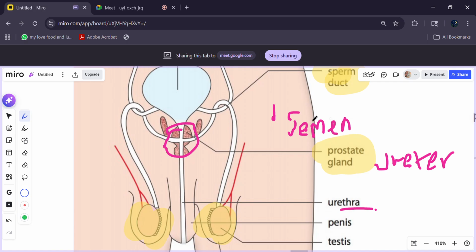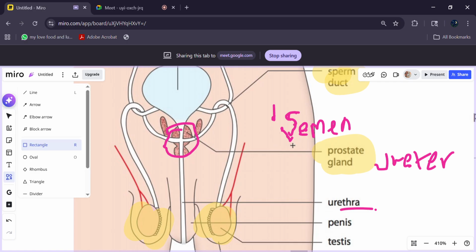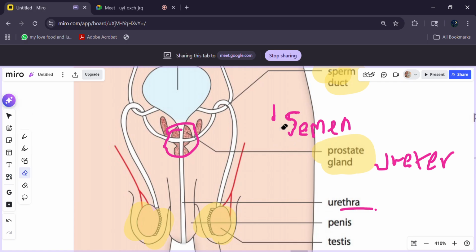S-E-M-E-N. This mixture is called semen, and it's the mixture of both the sperm cells and the fluid that prostate glands produce.